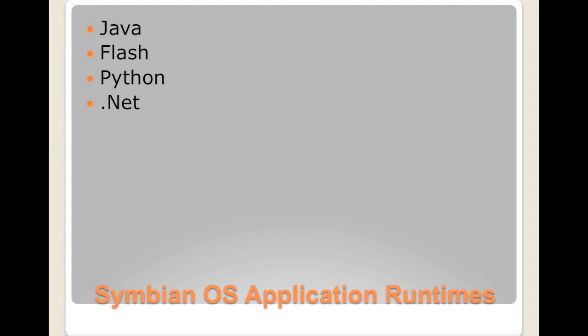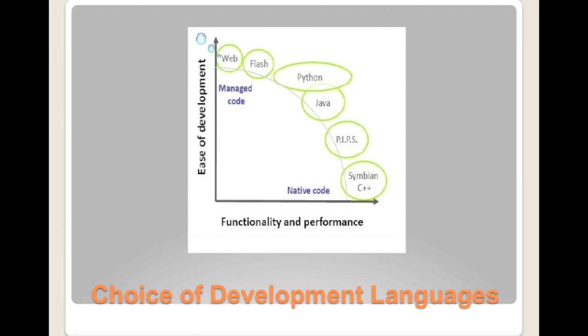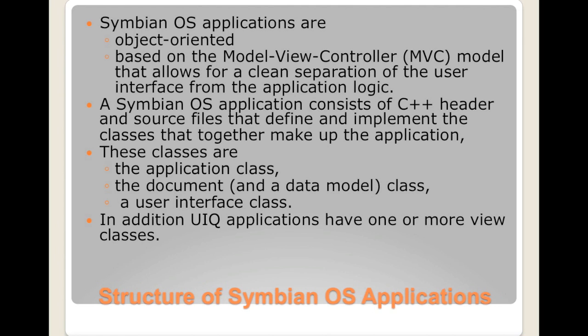The Symbian OS application runtimes are Java, Flash, Python, and .NET. And here is the choice of development languages. We see various languages on the diagram like Web, Flash, Python, Java, PIPS, and Symbian C++. Symbian C++ has the most functionality and performance for Symbian OS.